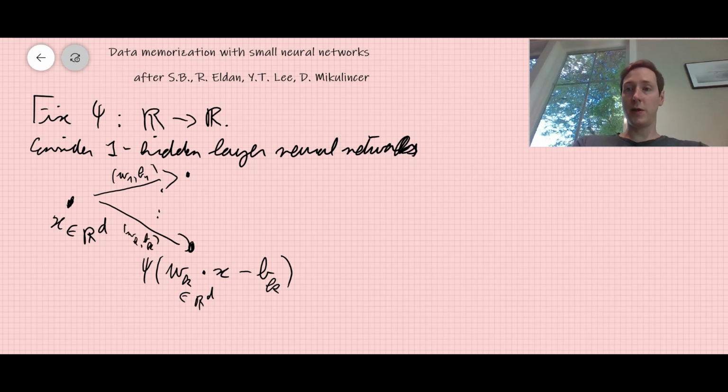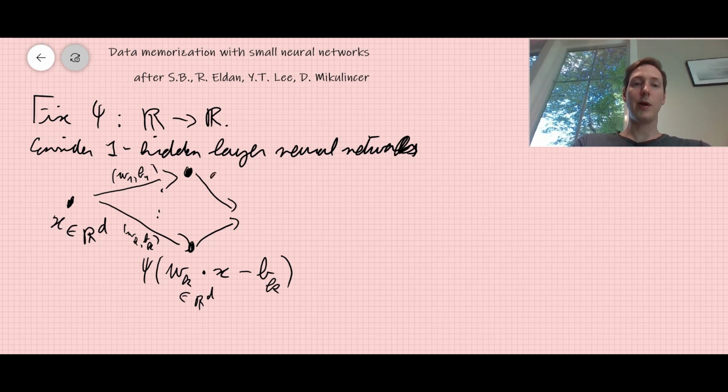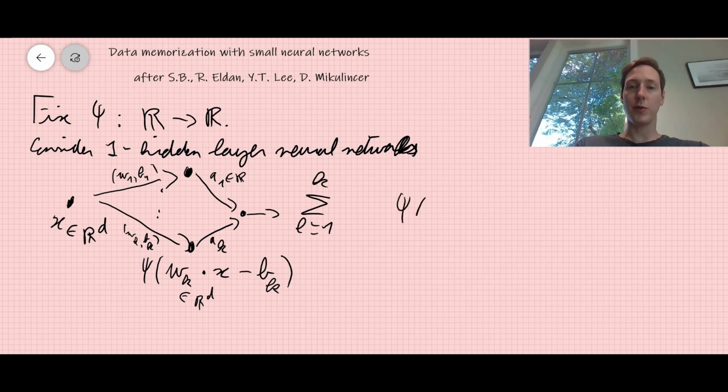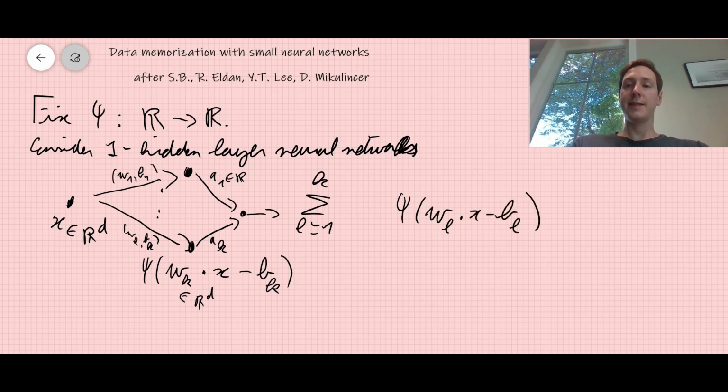Now, this is what the hidden layer is doing with the k different neurons. And then there is a recombination of those neurons, which is just going to be a real reweighting of those different neurons, and then we sum them. So we're going to have real numbers a_1 up to a_k. And the function that is being computed at the end of the day is the sum for l equals 1 to k of the output of the l-th neuron. So the output of the l-th neuron is psi of w_l·x minus b_l, and then it's weighted by a_l, and all of those numbers are recombined just linearly.